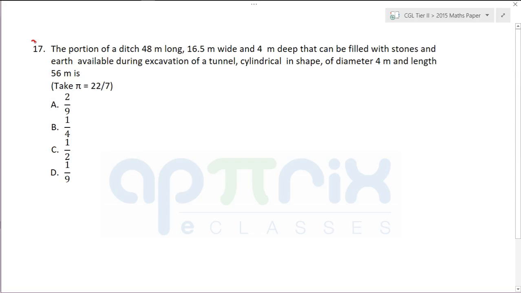Question number 17. Read it out. Question number 17 says: the portion of a ditch which is 48 meter long, 16.5 meter wide and 4 meter deep that can be filled with stones and earth available during excavation of a tunnel, cylindrical in shape, of diameter 4 meter and length 56 meter. Make the volumes equal, sir. Nothing else is to be done, right?